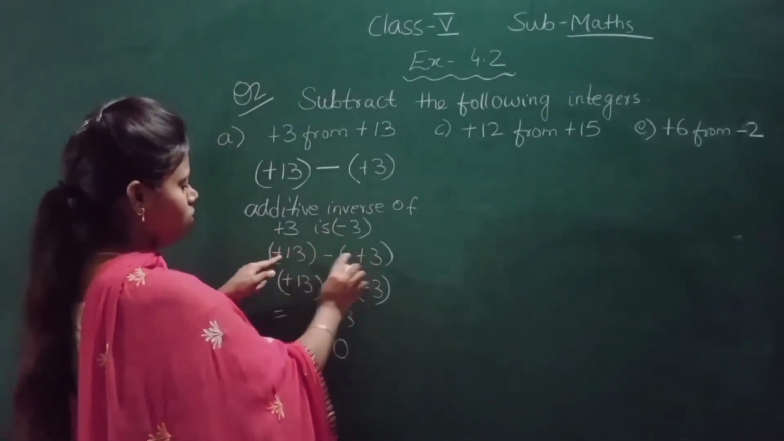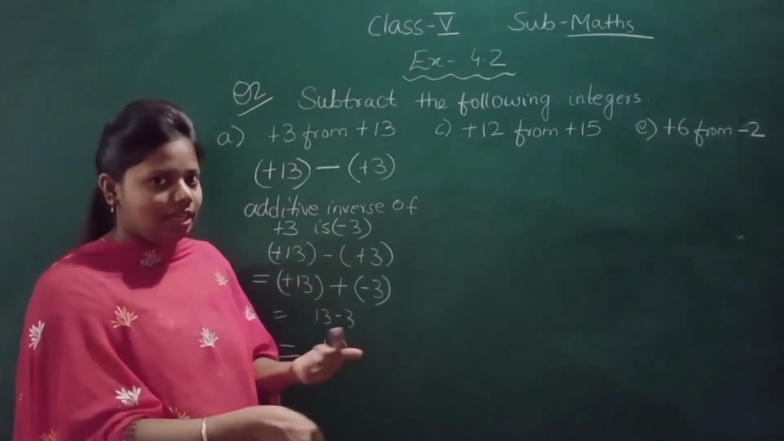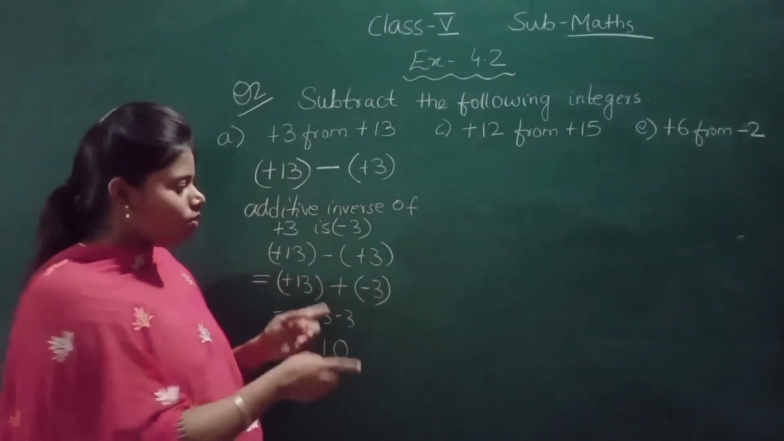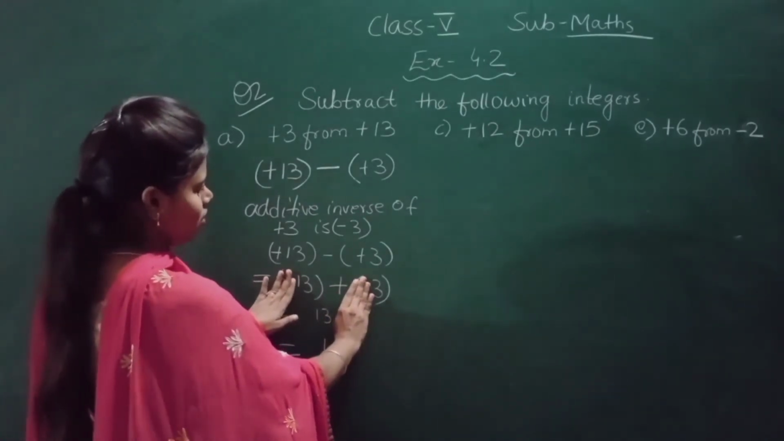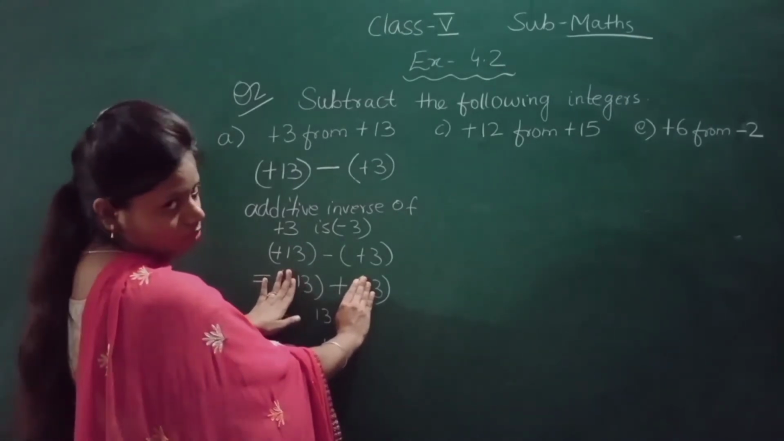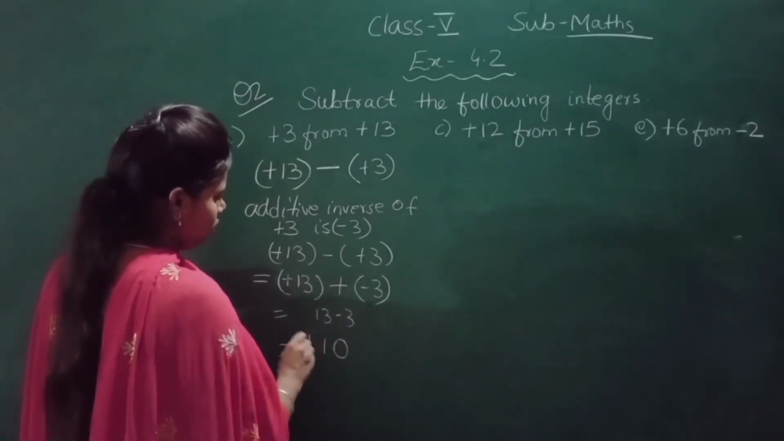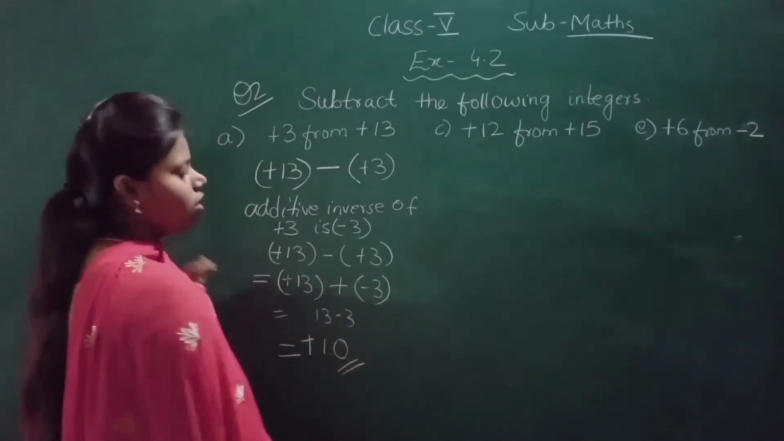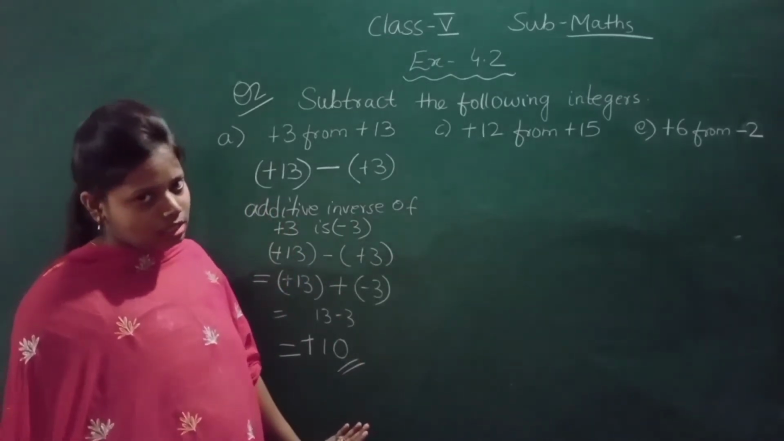Don't look at the original question; look at the one where we changed the additive inverse. We will cover the signs. Which one is greater, 13 or 3? 13. So whatever sign is in front of 13, we put that sign. That is plus. So this is plus 10. This is the answer. I hope you have understood. This is easy and simple.